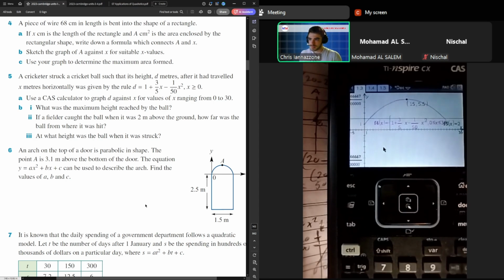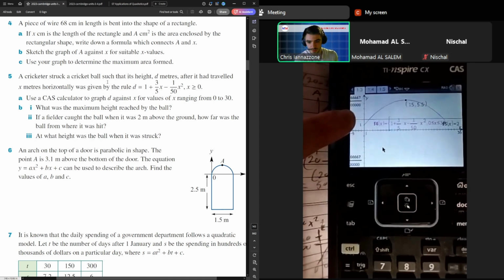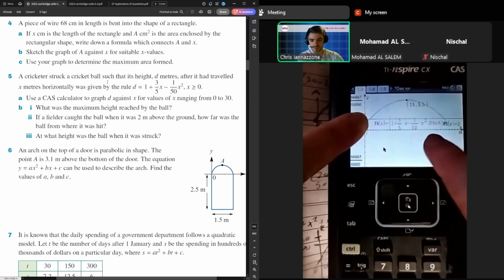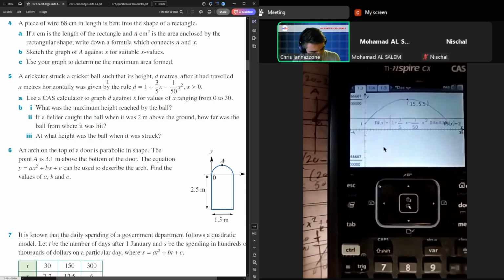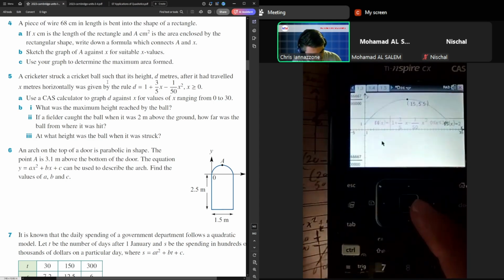So that's why we create these sort of frameworks to figure out, okay, what is the thing we care about? In this case, we cared about distance, vertical distance. What happens when the vertical distance is 2 meters? How far horizontally would that be? Well, vertical distance 2, horizontal distance is your x. On the CAS, you can use it to find intersections.